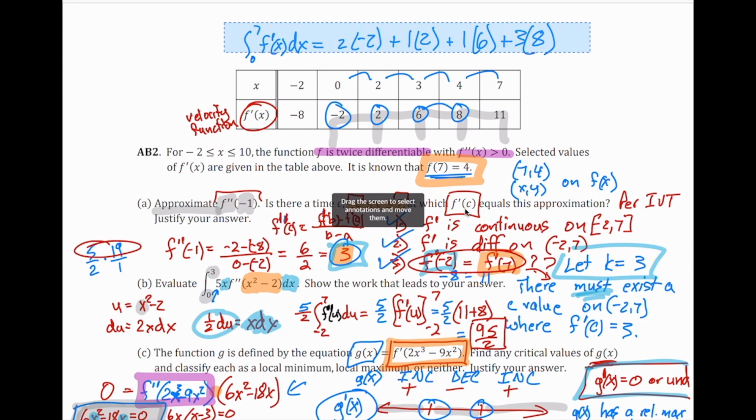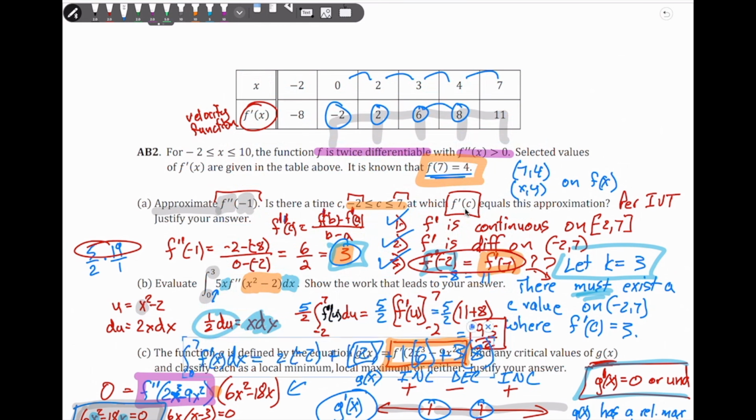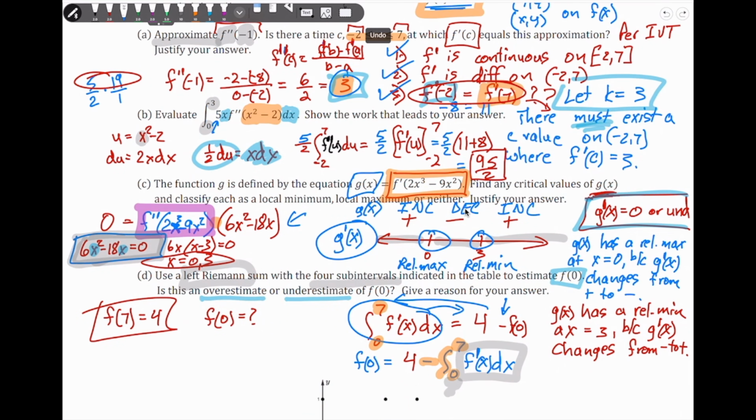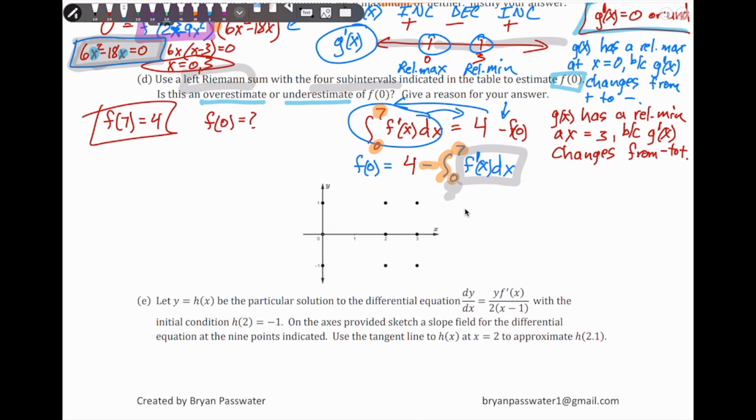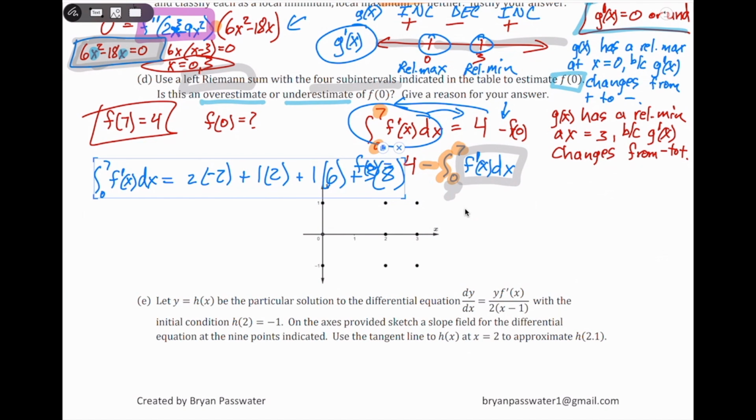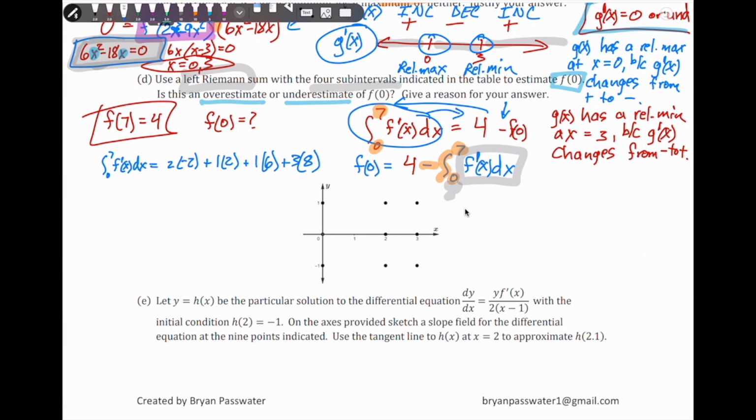So let me grab all of that and take it all the way down here. I think I will copy it instead for the sake of time, and I'm going to put it way down here. All right, so let's see what we got as far as the area underneath the curve.